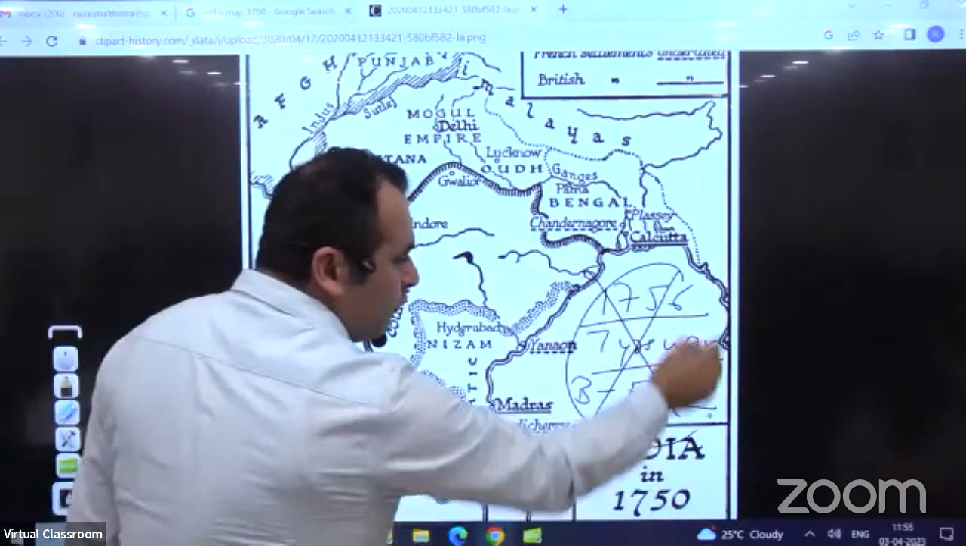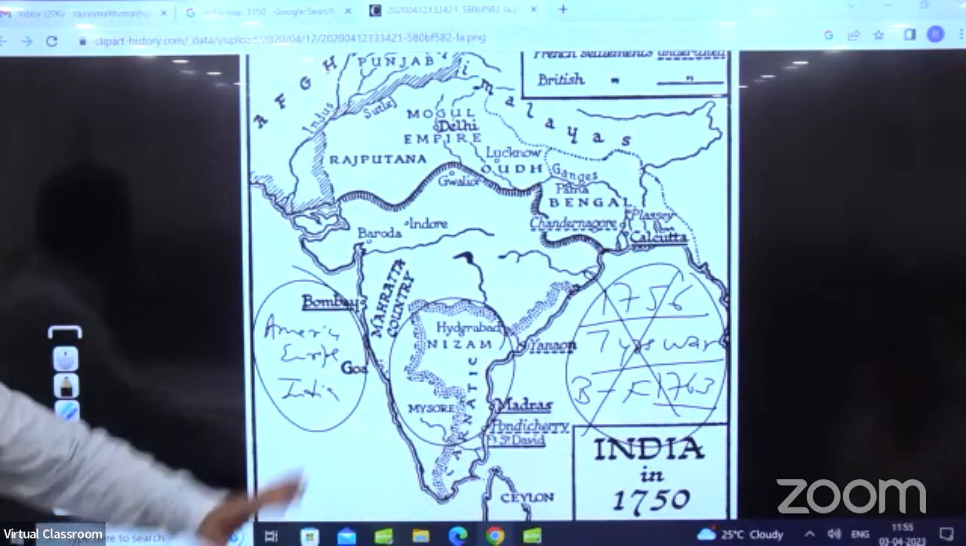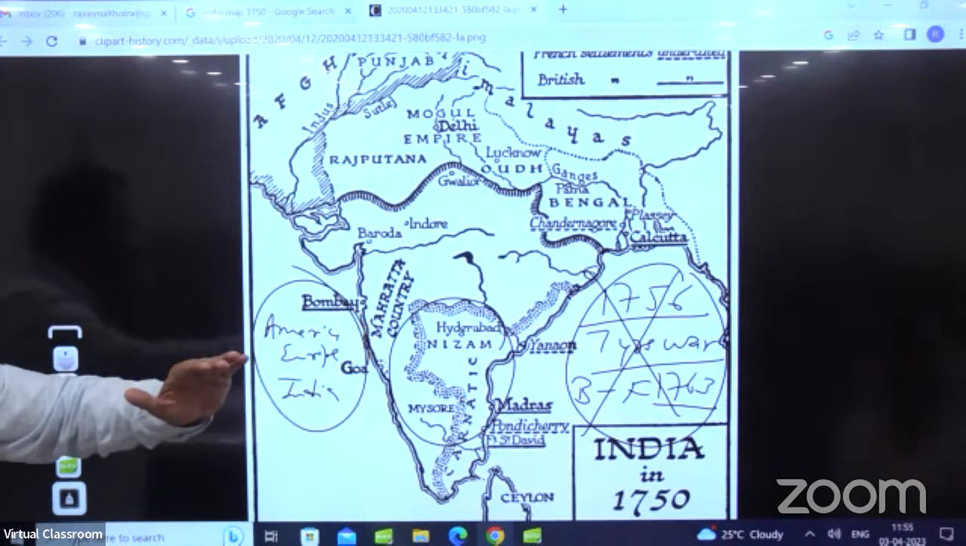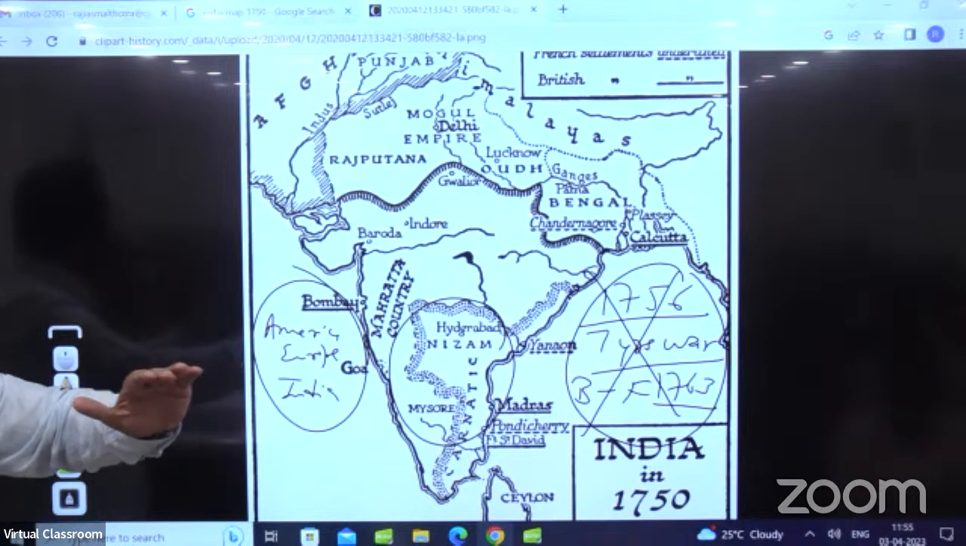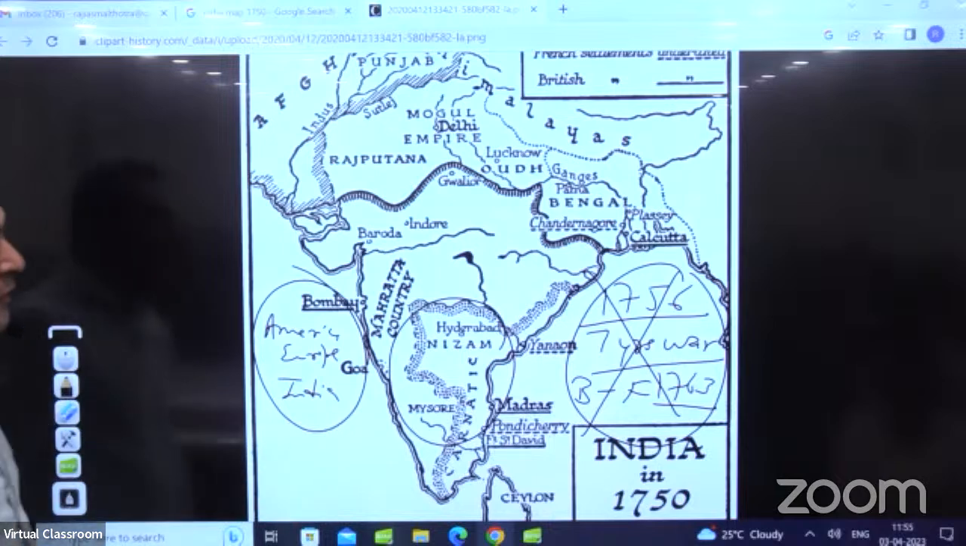While this Seven Years' War was ongoing, at the beginning of the war, 1756-57, both the British and the French were on a level playing field. They both were equally powerful, equally important players.